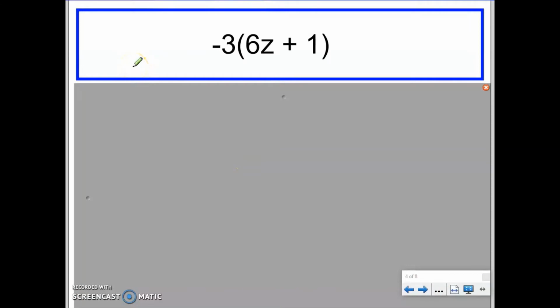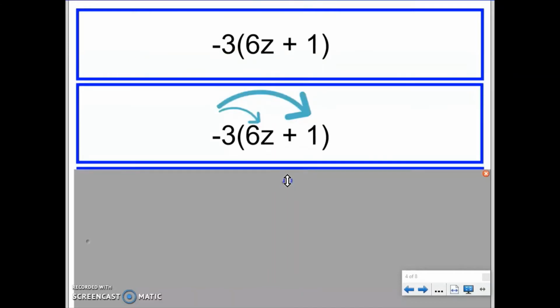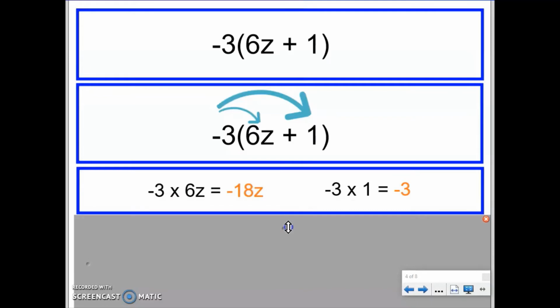Next example, again, you can just go ahead and have a go at this one yourself. Two multiplications I'm going to do. Minus 3 times 6z is going to give me negative 18z. Minus 3 times 1 is going to give me negative 3. That's the process I'm doing in my head.